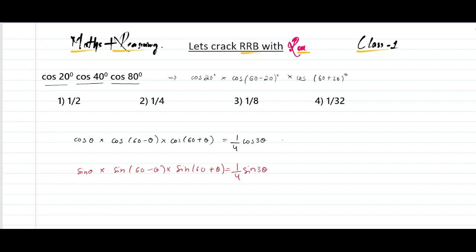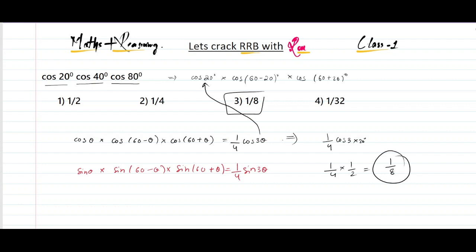Now here, if you see our question, in the place of theta we have 20 degrees. So our answer is 1/4 cos of 3 multiplied with theta, 20 degrees. So 1/4 cos 60, value how much? 1/2. So 1/8 is our answer, which is option number 3 here.